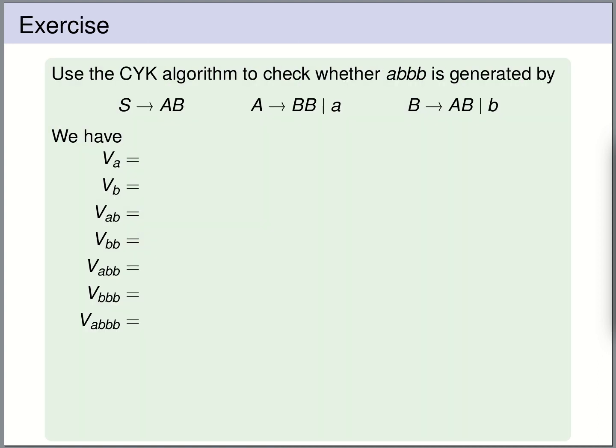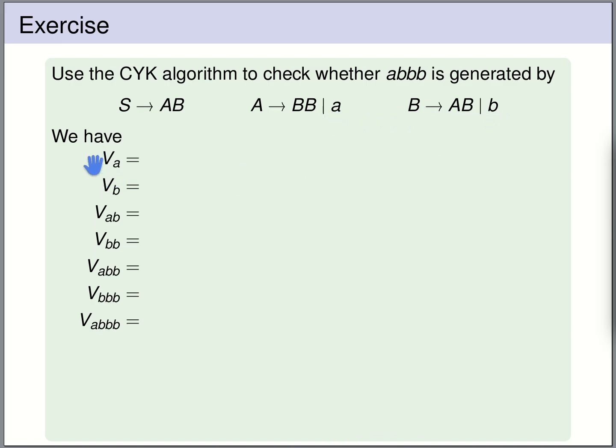Let's have a look at an example. We're going to use the CYK parsing algorithm to check whether the word ABBB is generated by this grammar. This grammar is already in Chomsky normal form. The left-hand sides are single variables, and the right-hand sides are either 2 variables or single terminal letters.